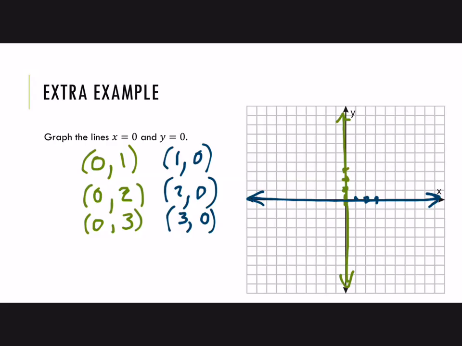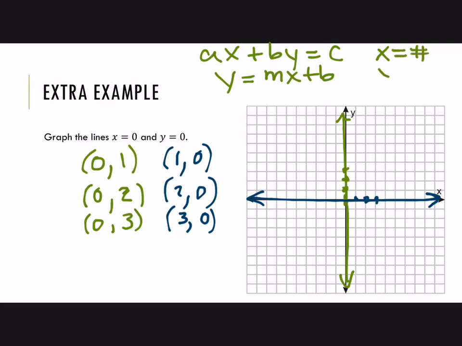Okay, that's it. So in this video we've talked about graphing linear equations. We talked about a couple different forms. We had standard form, ax plus by equals c, and slope-intercept form, y equals mx plus b, and then we had horizontal and vertical lines, x equals some number, and y equals some number.